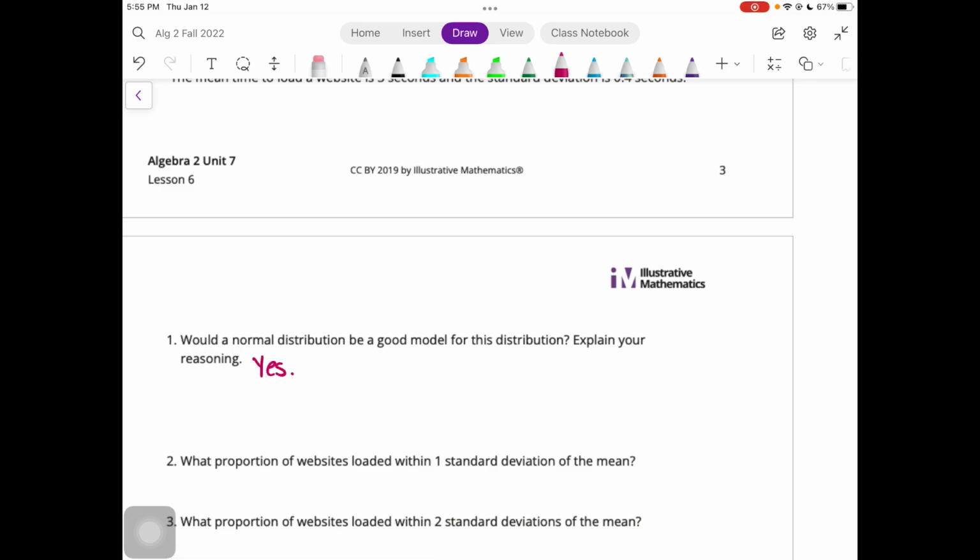Yeah, a normal distribution is good because the data is symmetric and it's bell-shaped.